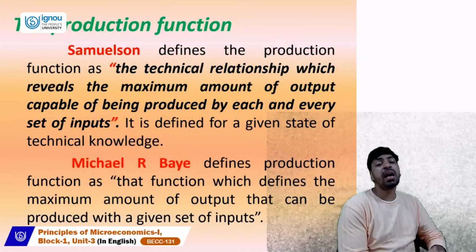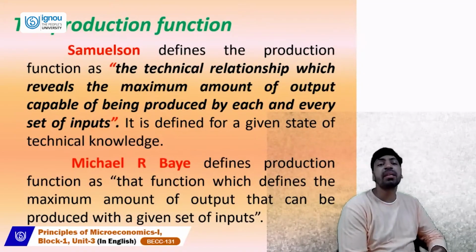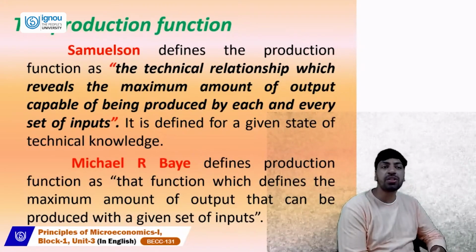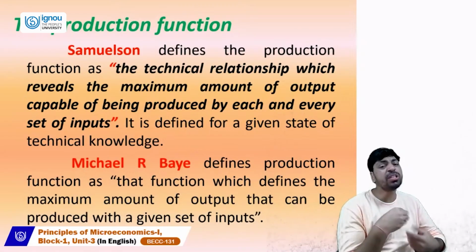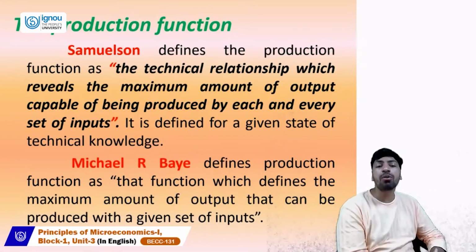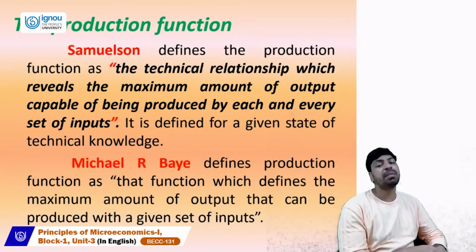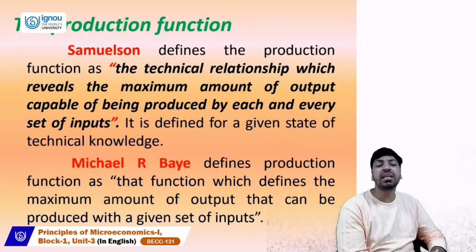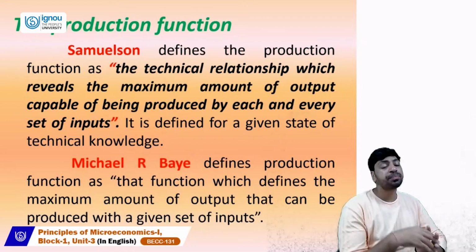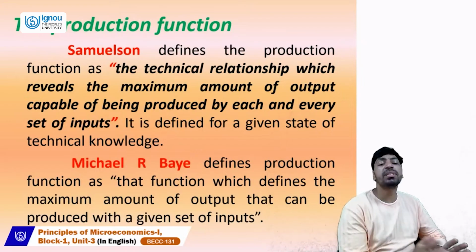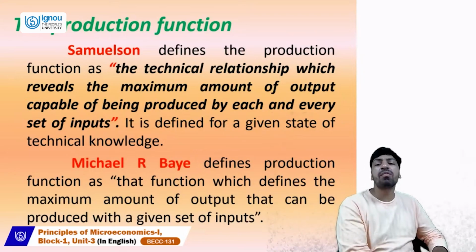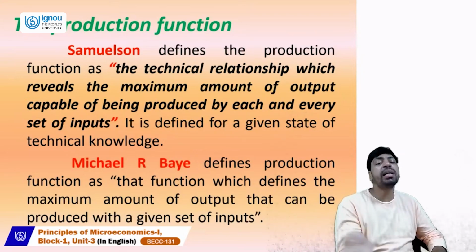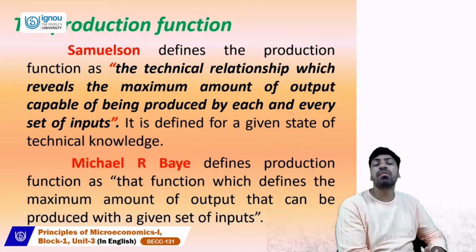According to Samuelson, he defines the production function as a technical relationship which reveals the maximum amount of output which is capable of being produced by each and every set of input. It means whatever the set of inputs, if it reaches the maximum amount of output, that's called the production function.